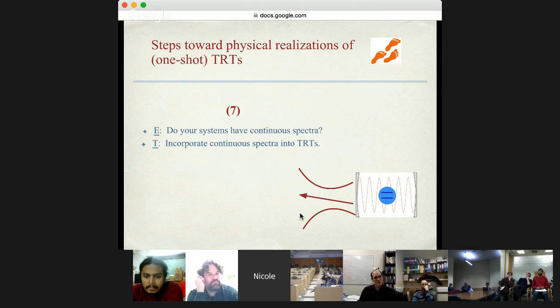A lot of real physical systems have continuous spectra. And recall that I said that when using thermodynamic resource theories, we tend to assume that the energy spectra are discrete and finite, discrete and bounded, for mathematical simplicity. Well, now might be the time to step from these mathematically simplifying assumptions toward more realistic assumptions. Quite a few classical systems have continuous spectra, for instance, the simple harmonic oscillator. So it would be useful to rigorously incorporate continuous spectra into TRTs.